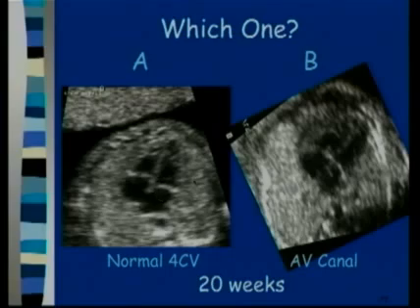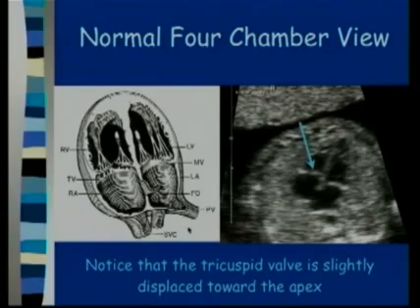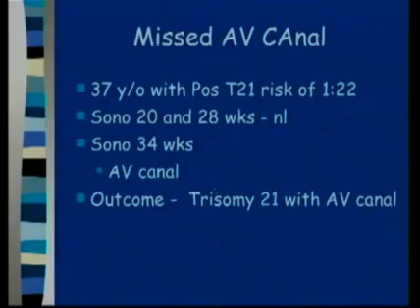This is the left atrium, left ventricle, right atrium. Spine's back here. So the normal 4-chamber view has that normal offset of the apex. And you can see here the valve is just a little bit inferior to this side. And that's very important in identifying the 4-chamber.